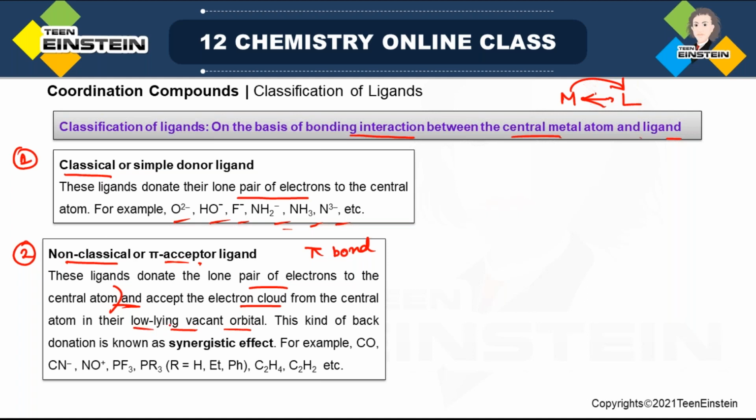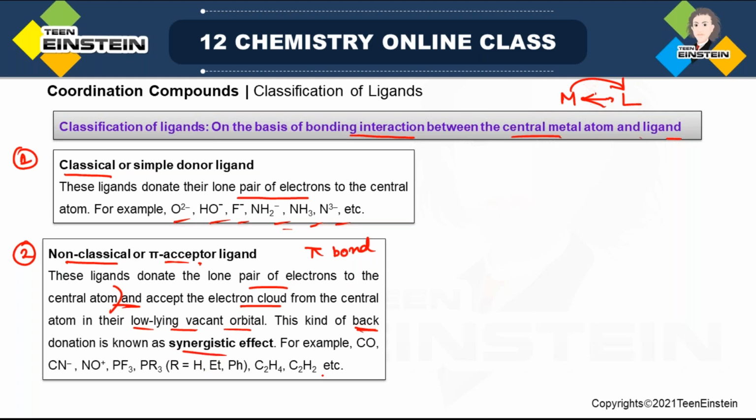And why is it low lying? Low lying means which is lower in energy. So as it is lower in energy, it can easily interact with the metal and easily accept electrons from the metal. So this kind of back donation. Why is it back donation? Because first the ligand is donating, then the metal is donating. So that is why it is known as back donation, and the effect is known as synergistic effect.